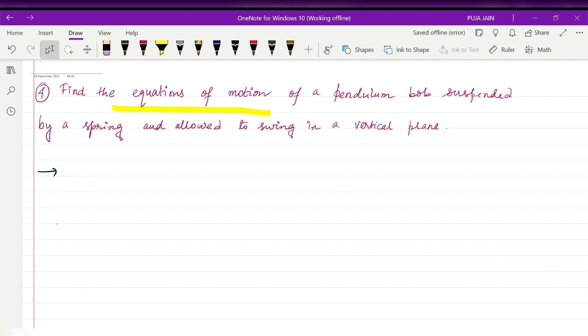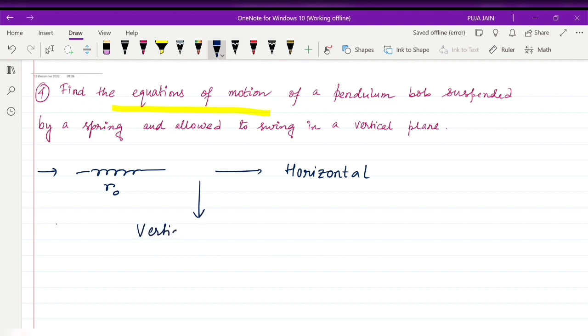Here they have said a pendulum bob is suspended by a spring. Suppose this is the spring, and r naught is the original length of the spring. The pendulum bob is suspended by the spring and is allowed to swing in a vertical plane. This direction we call the horizontal direction, and this we call the vertical direction. So now our final figure is this.